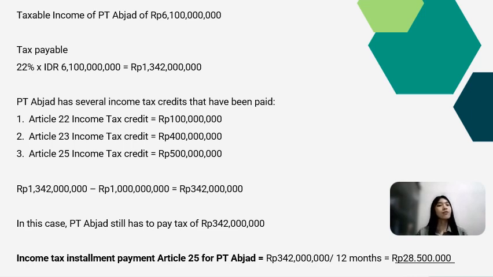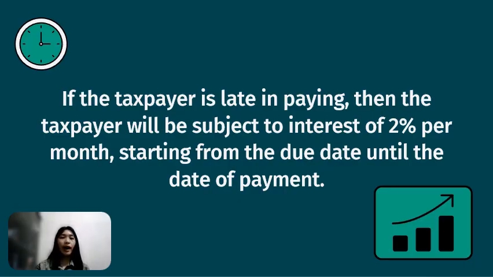So we can calculate the income tax installment payment Article 25 for PT Abjad: 342 million divided by 12 months. So we got 28,500,000. And if the taxpayer leaves it unpaid, then the taxpayer will be subject to interest of 2% per month, starting from the due date until the date of payment.